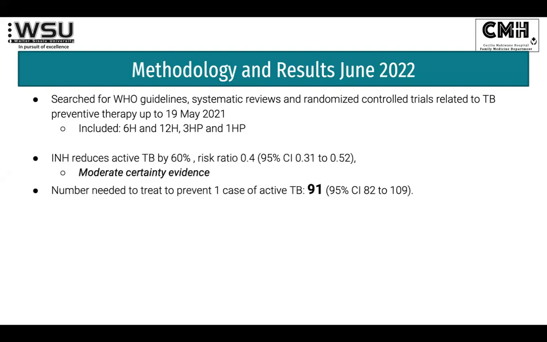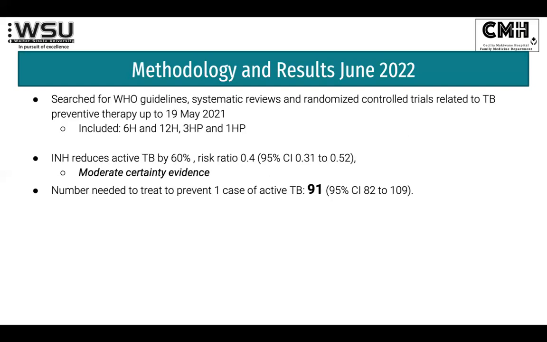And what they found there, if you look at INH, so this is now INH in terms of all contacts. If you've had contact with somebody with TB and you take INH, so those are the 6-month or the 12-month courses, the number needed to prevent 1 case of active TB is 91. So for every 91 household contacts that we are treating, 1 person won't get TB. So that's our number needed to treat. It actually reduces active TB risk by 60%.